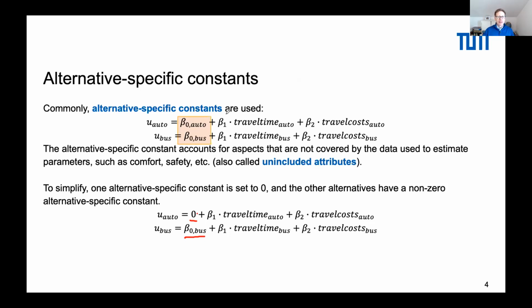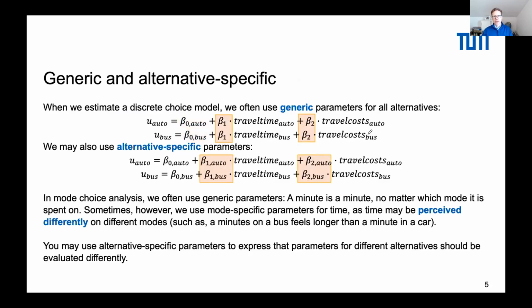Now, in this example, the parameter on travel time is the same parameter on all alternatives. It is possible, however, to distinguish this. So in this first case, we call these generic parameters because it's the same beta 1 for auto and for bus. This parameter is exactly the same value for all modes. And this is the default solution. So whenever you do model estimation, this is what you do first.